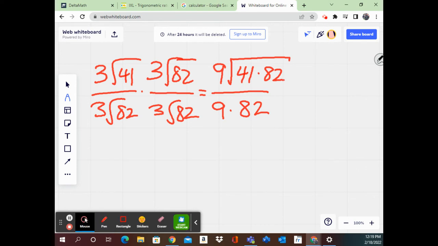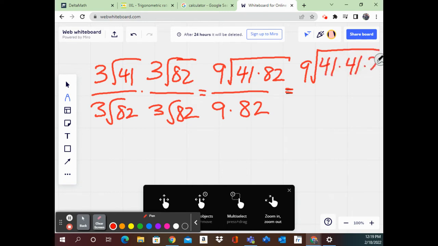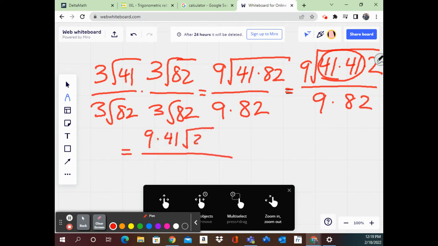Now, what I do know about the multiplication of these numbers is that 82 is 41 times 2, so I could break it down as 9 square root of 41 times 41 times 2, all divided by 9 times 82. So now these two numbers are going to come out as that single number. So right now, what I will have is 9 times 41 outside my radical, square root of 2.